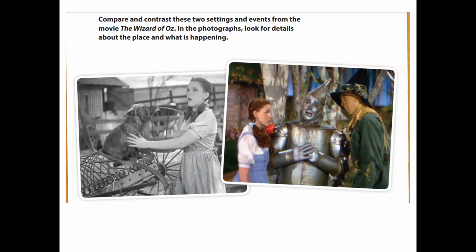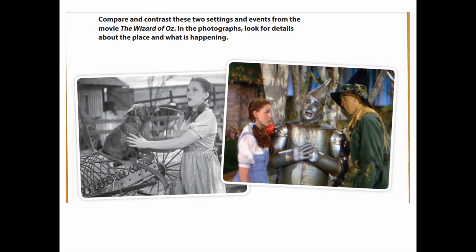If you remember, these two pictures are scenes from the movie called The Wizard of Oz. So what I want you to do is compare and contrast these two settings and the events, what's happening in the pictures from that particular movie. In the photographs, look for details about the place and what is happening.